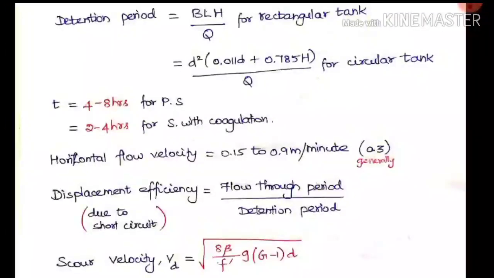And the next is scour velocity. The scour velocity is nothing but the velocity that lifts up the particles or just washes away the particles that have been settled. So the flow velocity of the water in a sedimentation tank should always be lesser than this scour velocity to prevent the washing of the particles. Here the formula is given as root of 8 beta by f dash into (G minus 1) g d, where f dash is the friction factor, G is the specific gravity and d is the diameter of the particle.